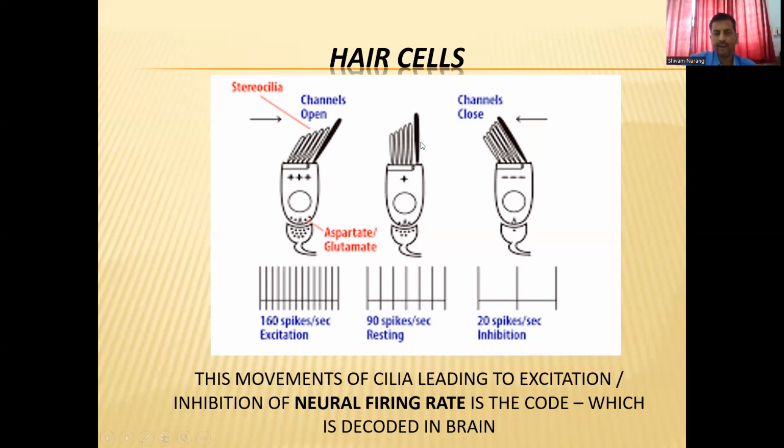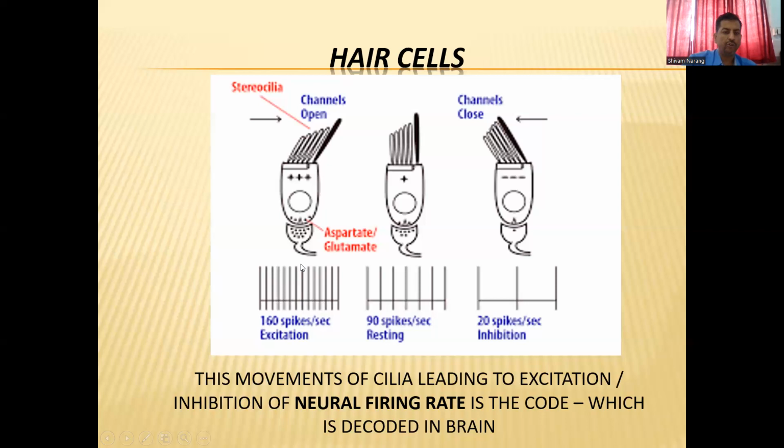These hair cells always have a resting neural firing rate. In this central picture, we can see this is 90 spikes per second. It is the resting firing rate, and all the cilia are in the center. Whenever there is movement of the stereocilia towards the kinocilium, towards the larger cilium, there will be an increase in the firing rate of the hair cells.